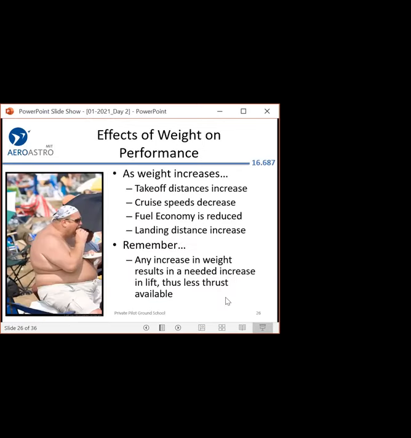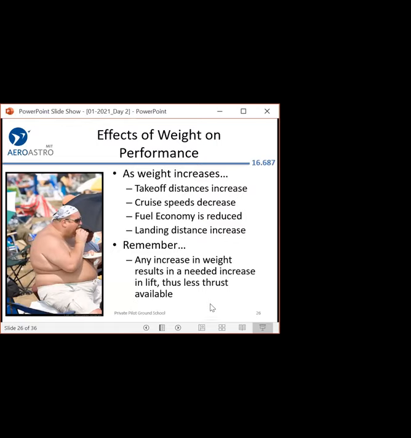Here, effects of weight on performance. We talked a little bit about weight and balance, which we'll see on day four. As the weight increases, as you might expect, if the airplane is a lot heavier, it's a little harder for it to take off.